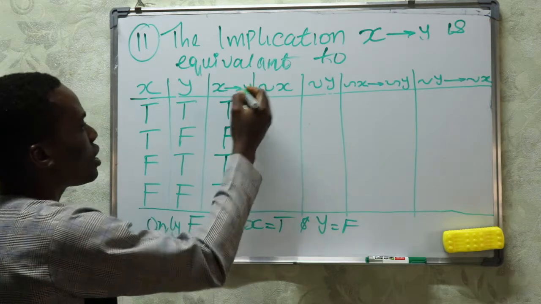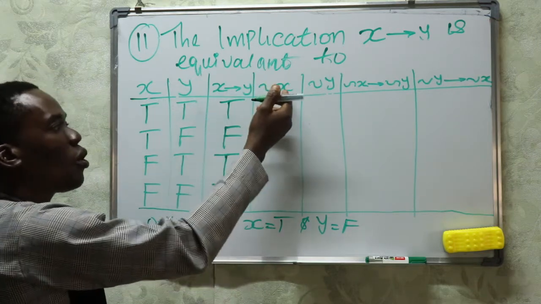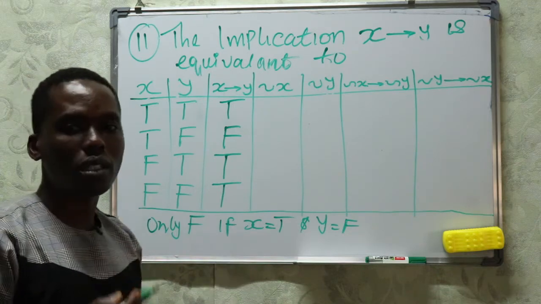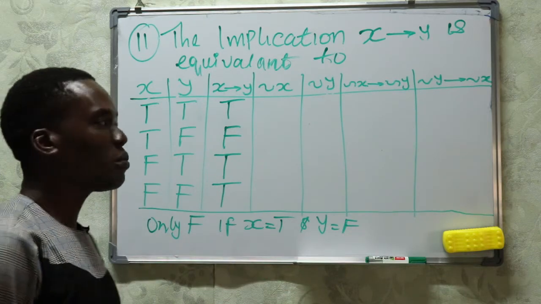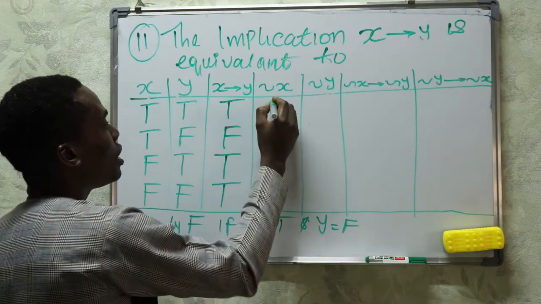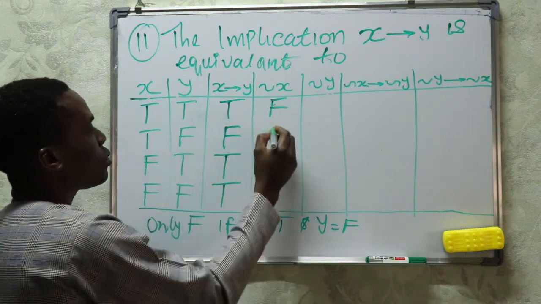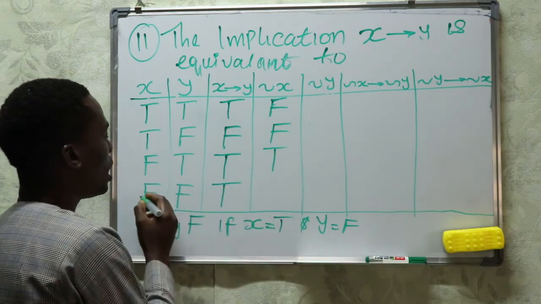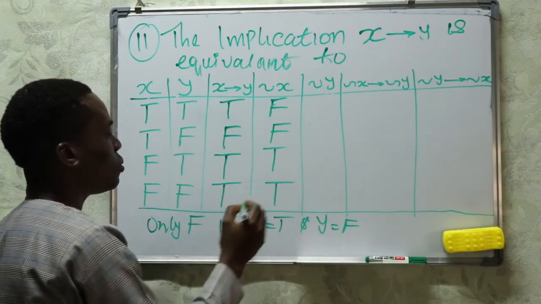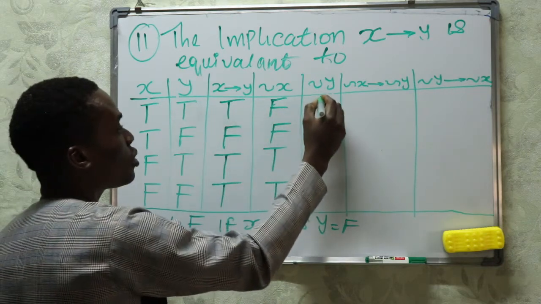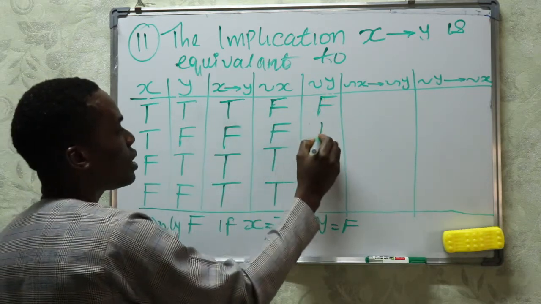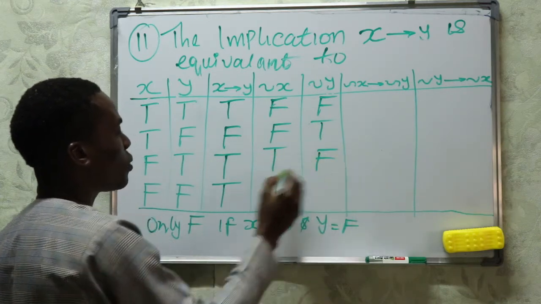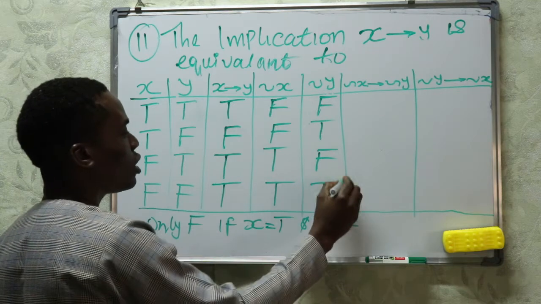Now let's look at the negation of the value of x. Negation means the statement is opposite, is negative to the other statement. So if x is true here, the negation will be false. If x is true here, the negation will be false. If x is false here, the negation will be true. And if x is false here, the negation will be true. If y is true here, the negation will be false. If y is false here, the negation will be true. If y is true here, the negation will be false. And if y is false here, the negation will be true.